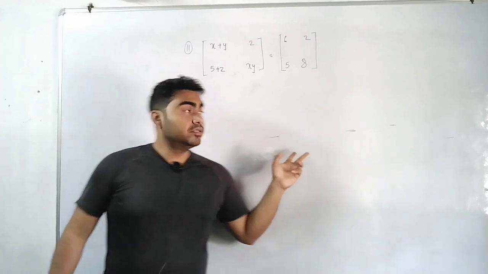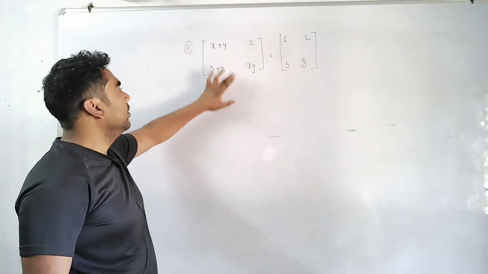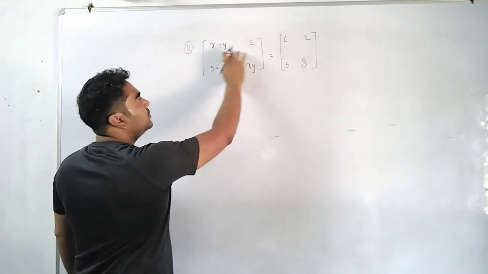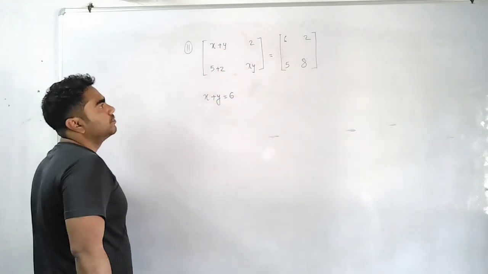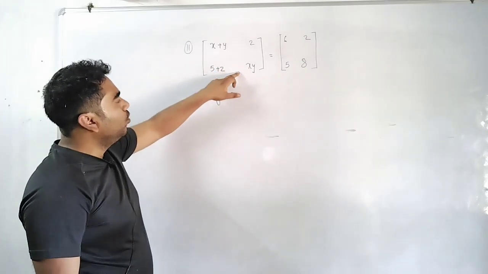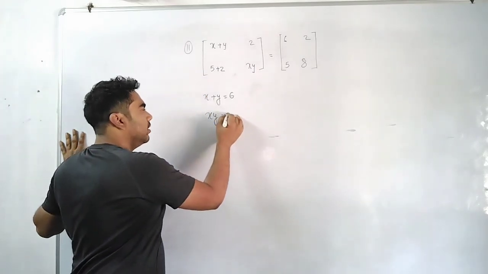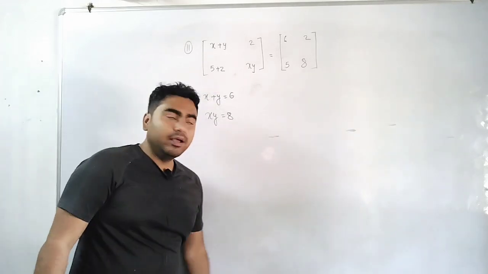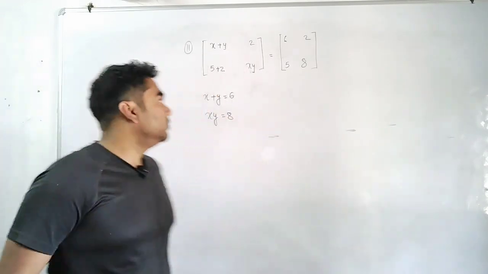Question number 6, second one. Here we need to find the values of x and y. We can conclude from the first row that x plus y is equal to 6. And from the second row, second column, we conclude xy is equal to 8. Two equations, two variables. So we can find the values of x and y very easily by solving these two equations. So let's move on.